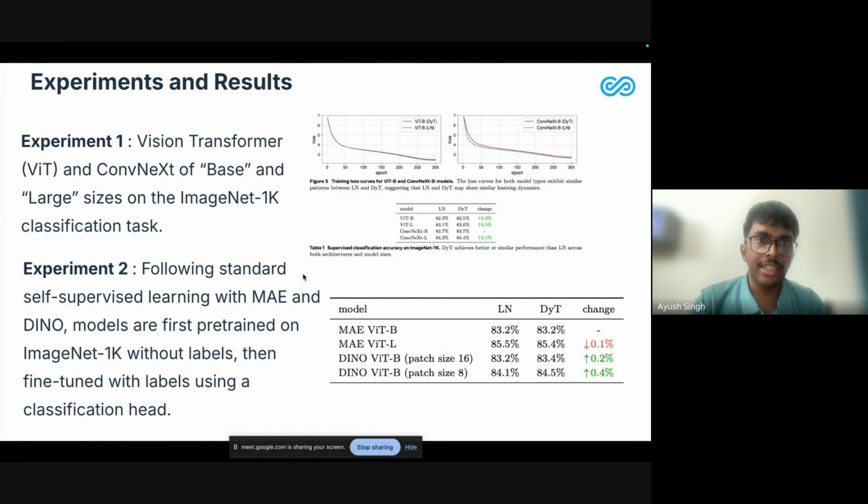So next we will start with the experiments and results section, and we will try to make sense of why these results actually came. In the first set of experiments, they experimented on supervised fine-tuning of vision models. The first was a ViT and the second was a ConvNeXt. And they found that in the case of ViT, the increase in performance was more as compared to ConvNeXt.